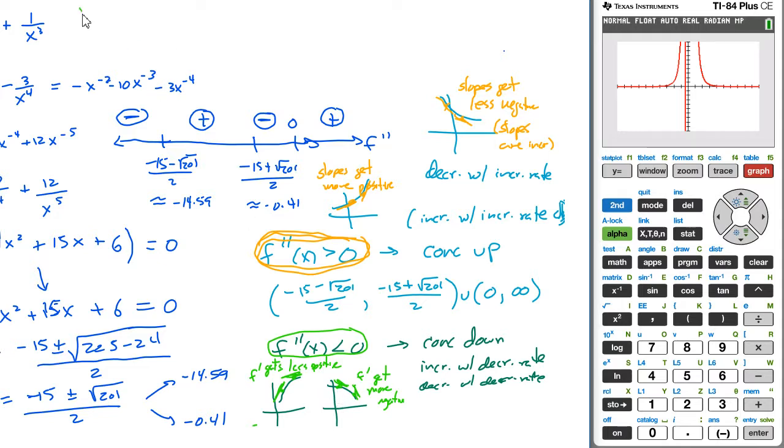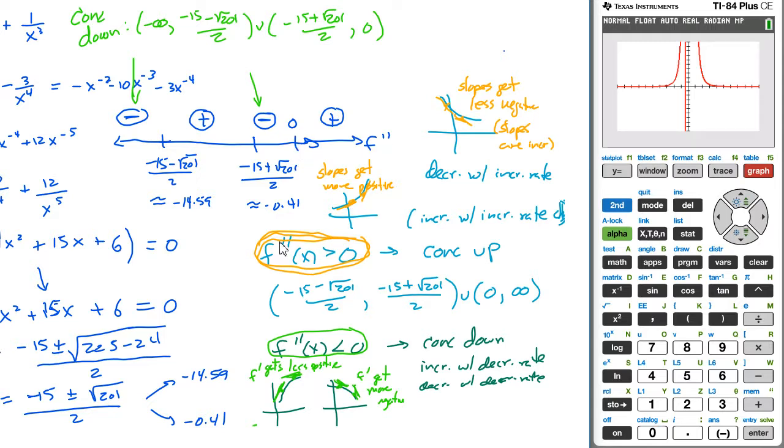obviously we're going to be concave down where? My concave down intervals are going to be this guy and this guy, right? So we're going to have negative infinity through negative 15 minus root 201 over 2, union negative 15 plus root 201 over 2 through 0. At 0, the second derivative is undefined, so we cannot include 0 as a place where anything definite is happening.